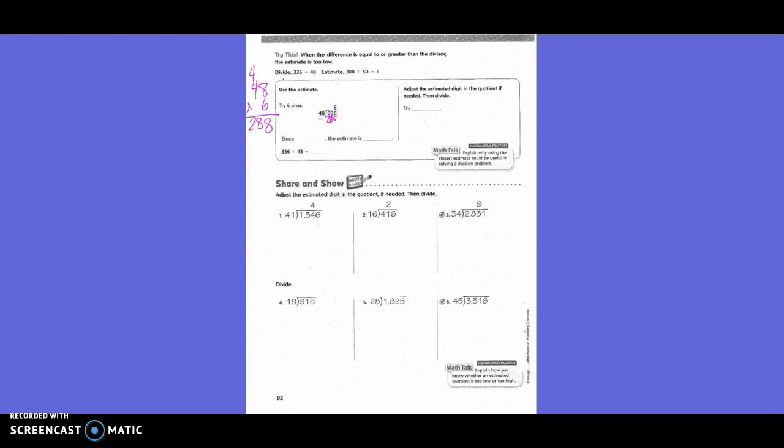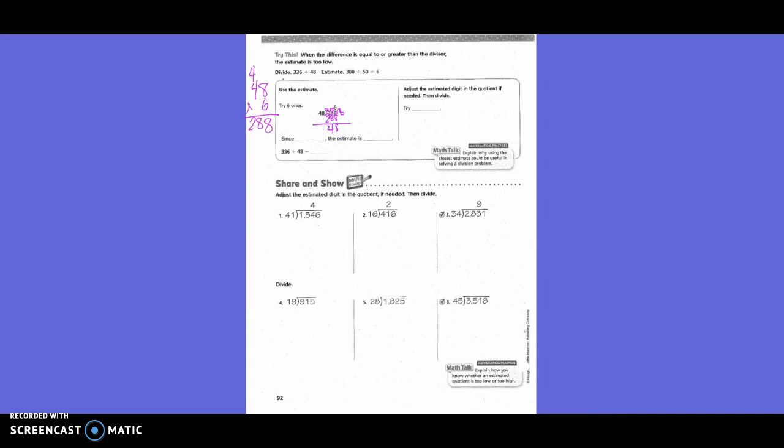That's hard for you to read there. So 288. Okay, so 14, 12, 2. So 14 minus 8 is? 16. Oh, 16, sorry. 16 minus 8 is? 8. 12 minus 8 is? 4. So you have 48.